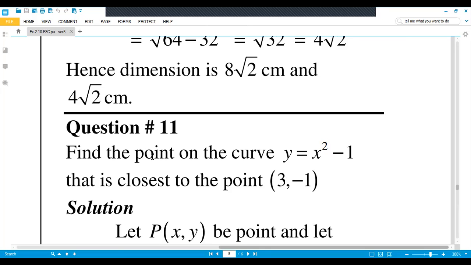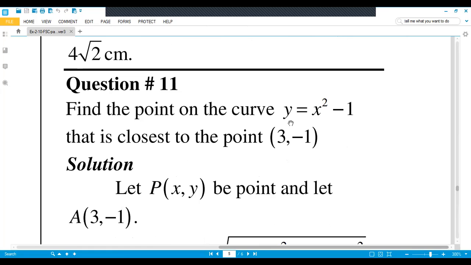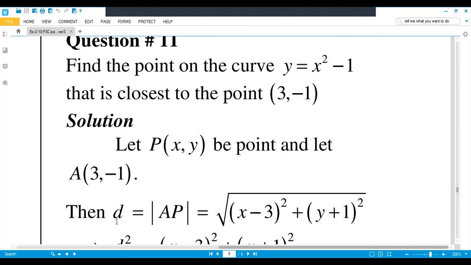And the curve is y is equal to x square minus 1. So what will you suppose? Let P(x, y) be a point and let A be (3, -1). The distance between points A and P, with the distance formula, is the square root of (x minus 3) whole square plus (y plus 1) whole square.